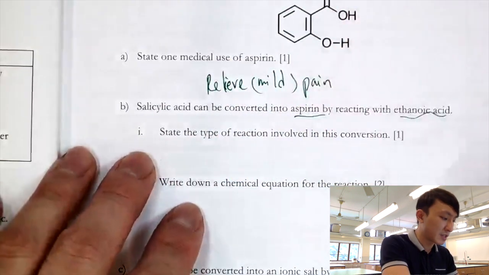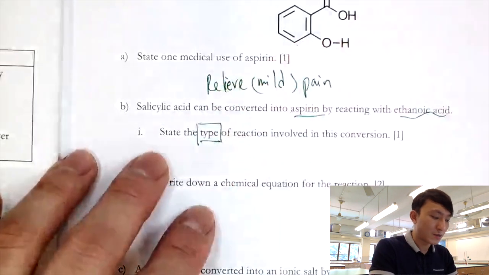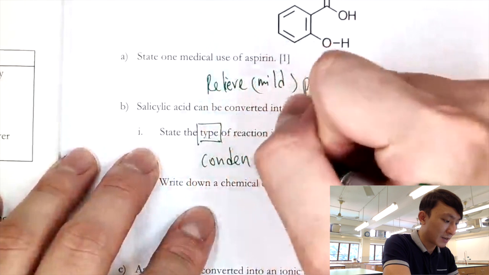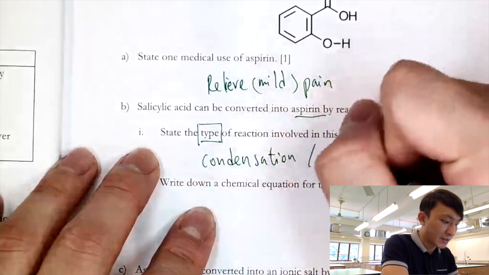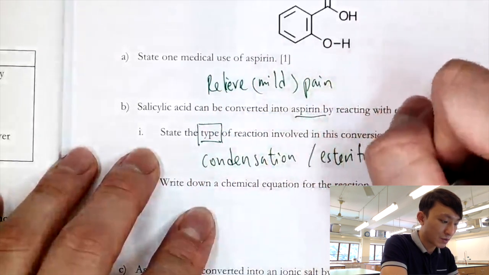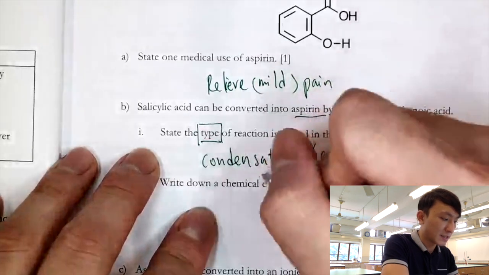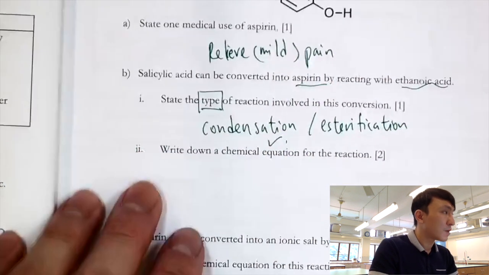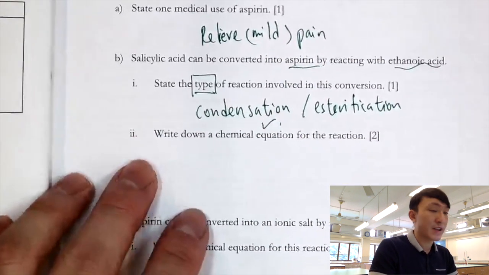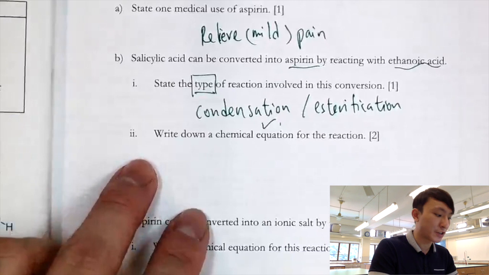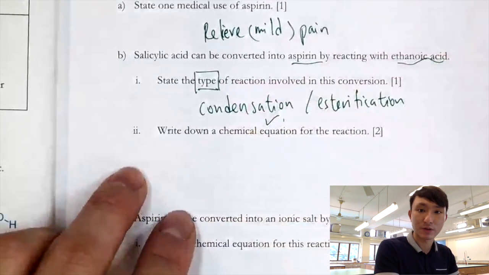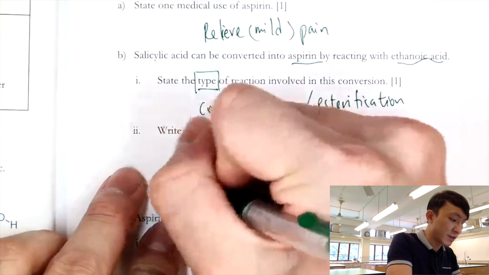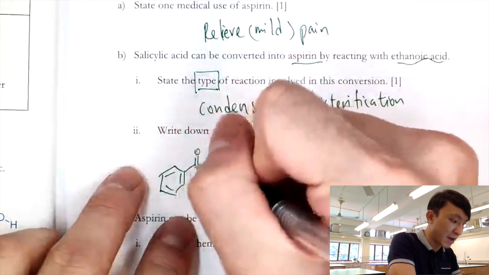So first of all, state the type of reaction. Now this one I expect you to put down condensation because it is asking about the type. But if you put down esterification, I believe it is also acceptable. But if you ask me, condensation is better because it is the type of reaction. Now the second part, write down a chemical equation for this reaction. So make sure you put down the structural formula for any reaction or equation concerning organic compounds.